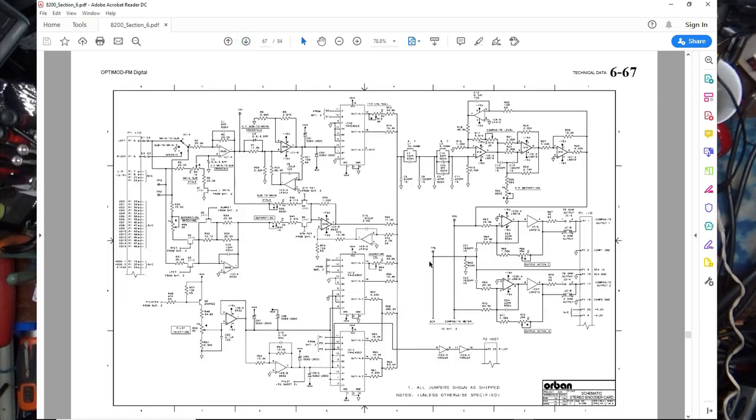Let's take a look at the schematic. All right, so where are... Oh, here they are. Right here.